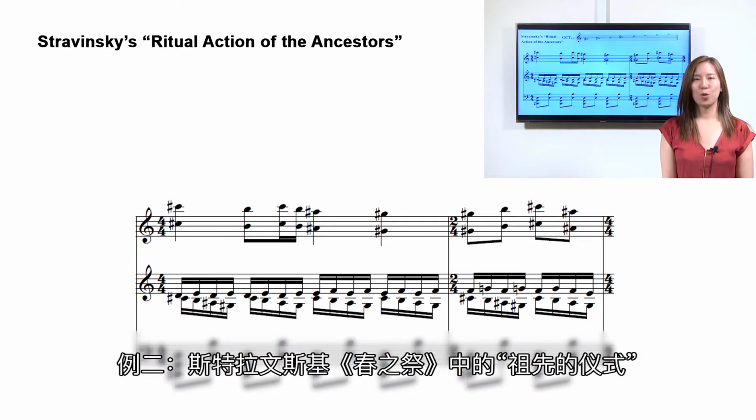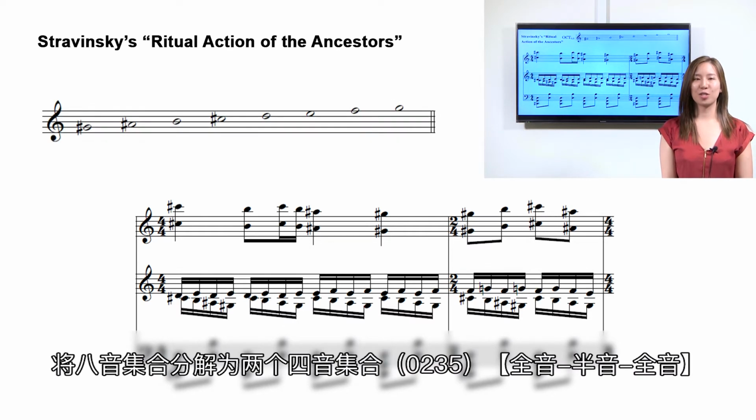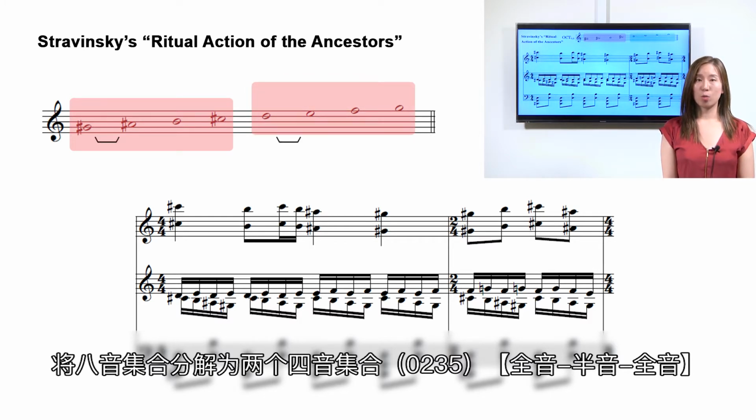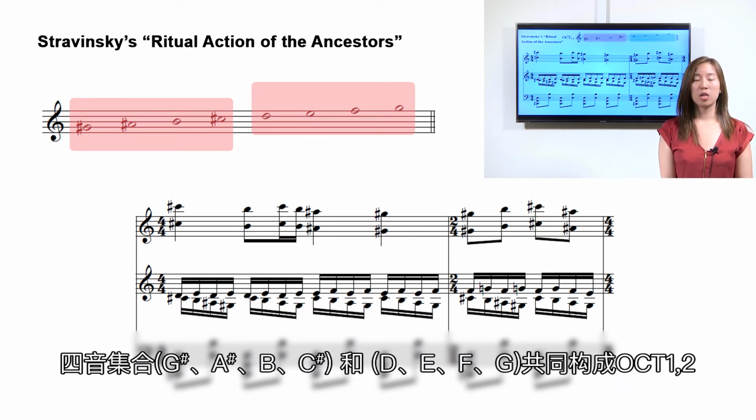In the second example, which is from The Rite of Spring, Stravinsky partitions the octatonic collection into 0235 tetrachords, which consist of a whole tone, a semitone, and finishing off with a whole tone, in the dance ritual action of the ancestors. Here, the tetrachords G sharp, A sharp, B, and C sharp, as well as D, E, F, and G, form the Oct. 1-2 scale in its entirety.